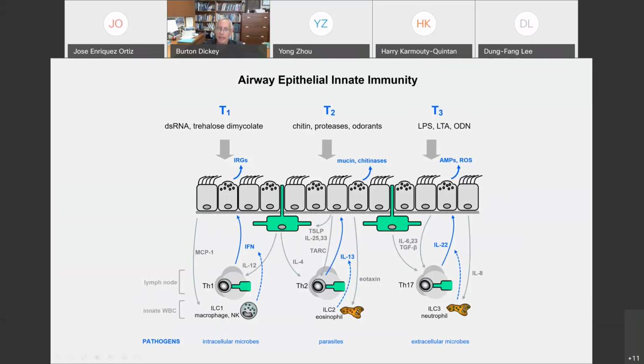And then moving up with the arrows, you may be familiar with the cytokines that are highly characteristic of each of these responses, with interferon in type 1, IL-13 in type 2, and IL-17 and 22 in the type 3 responses. What we primarily study are the arrows going out from the epithelium, which is how the epithelium defends itself against these different pathogens. Interferon responsive genes are the primary defense in type 1, the secretion of mucins and chitinases in type 2, and the release of antimicrobial peptides and reactive oxygen in type 3.